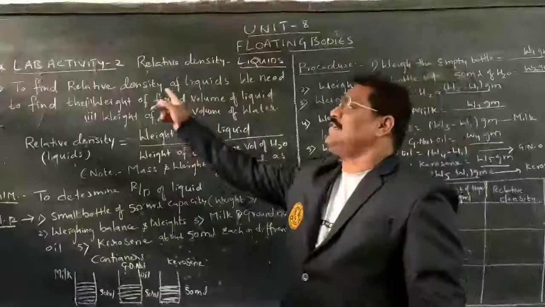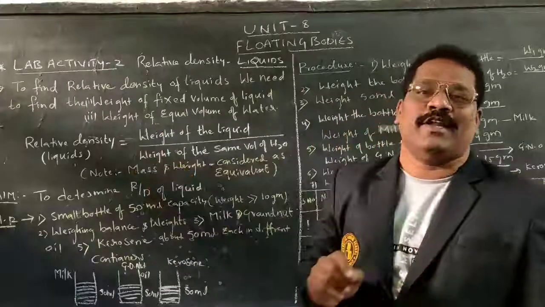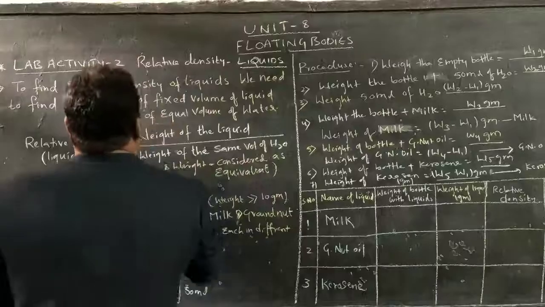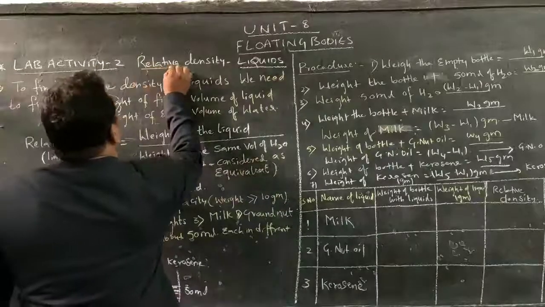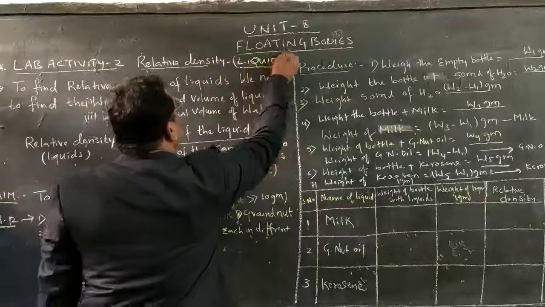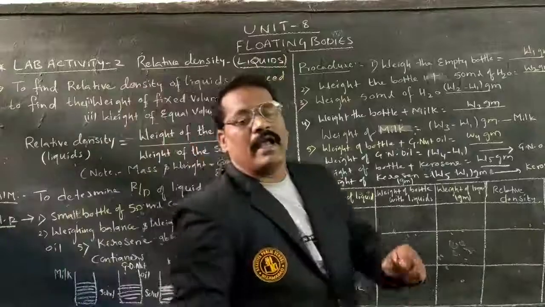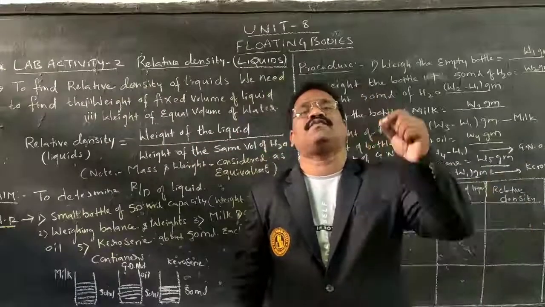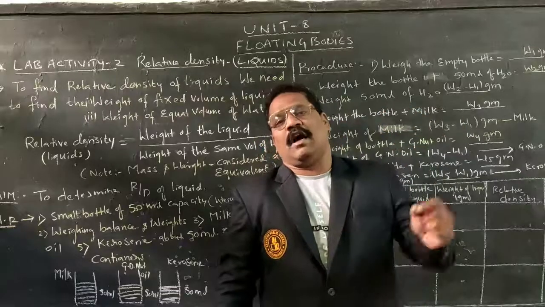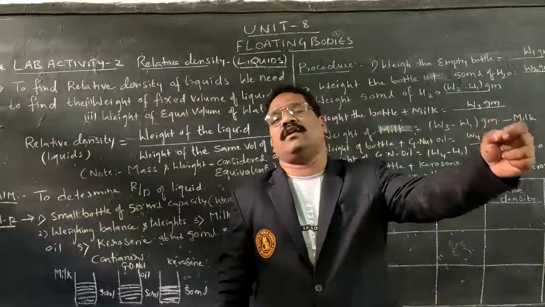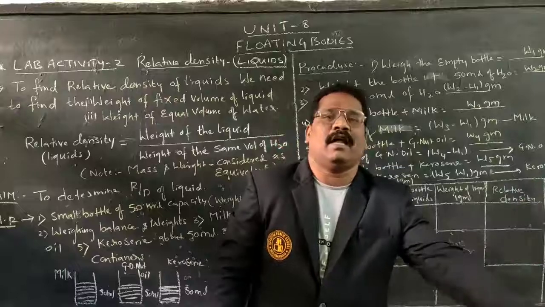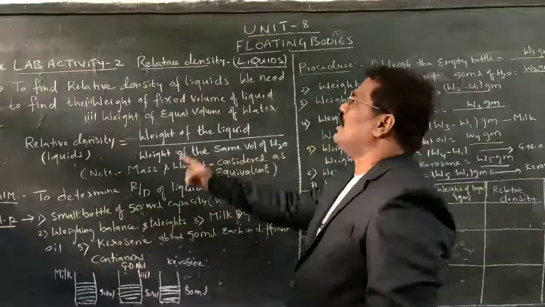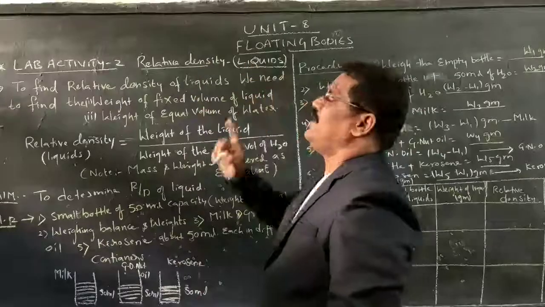This is our session 5, in which we are going to discuss lab activity 2, that is related to relative density of liquids. In the previous class, children, we discussed relative density of solids. How we can identify that, we have clearly studied in that activity. Today we are going to discuss relative density of liquids.